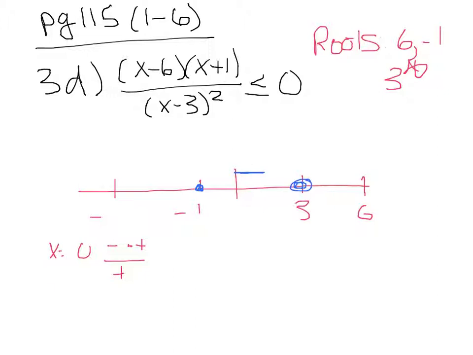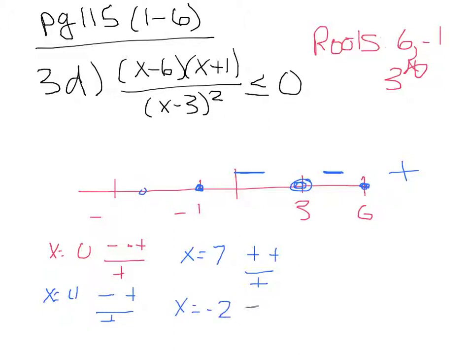Let's try x equals 4. At x equals 4, we're going to have a negative, a positive over a positive. So this section's still negative between 3 and 6. Let's try it at 7. So we're outside. So if we do that, we have a positive over a positive. So our sign changed. We can try over here. So let's try it at x equals negative 2. We're going to have a negative over a positive, which is a negative.